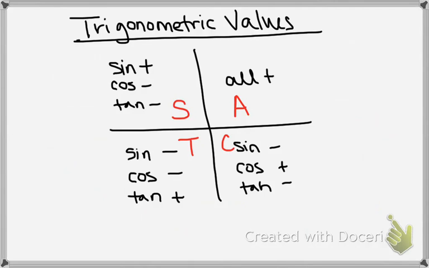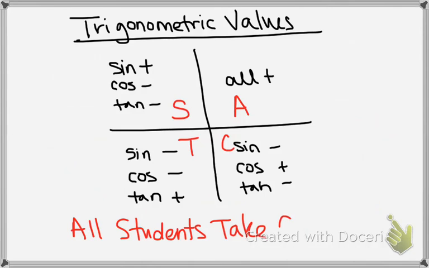And the nice little saying that we like to use is all students take calc. So if you remember that, that'll help you remember which ones are positive. Just remember the first letter of each word represents which one is your positive trig value in that quadrant.